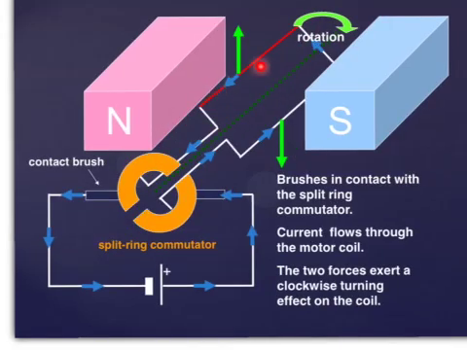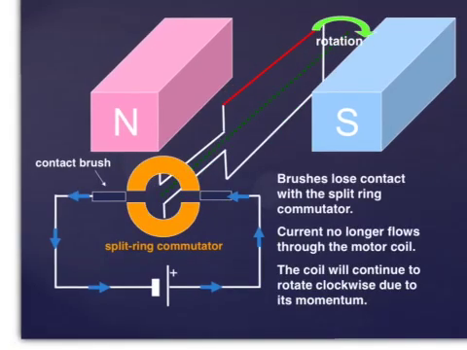Now the coil has turned through about 45 degrees, and the current is still flowing through the coil, and so these two oppositely directed magnetic forces are still there, turning the coil clockwise. Here the coil is in the vertical position, and it says here brushes lose contact with the split ring commutator. You can see that these two brushes are not in contact with the commutator. Current no longer flows through the motor coil. There's no current flowing. The coil will continue to rotate clockwise due to its momentum.